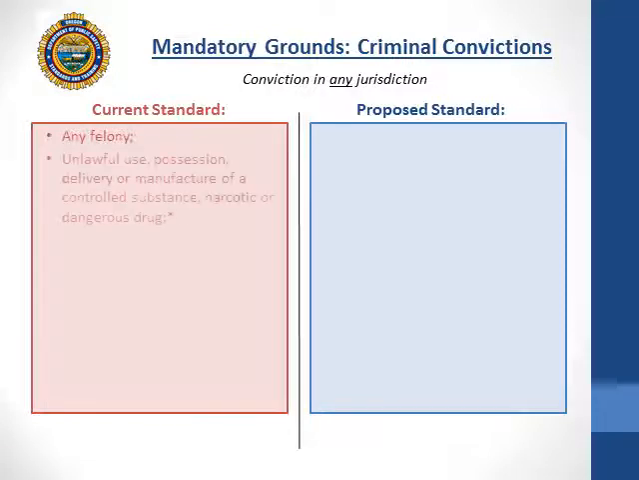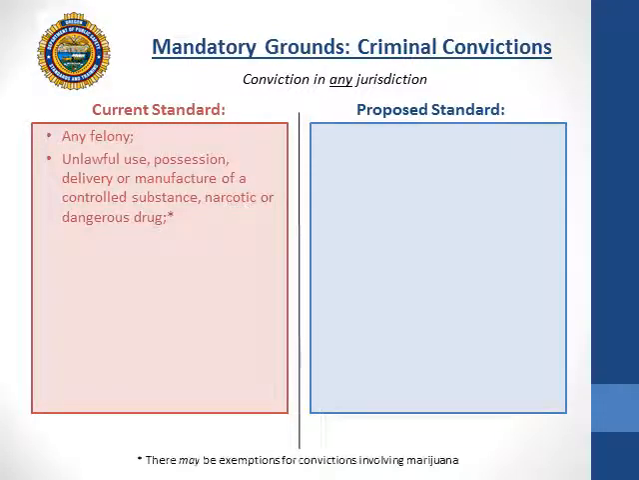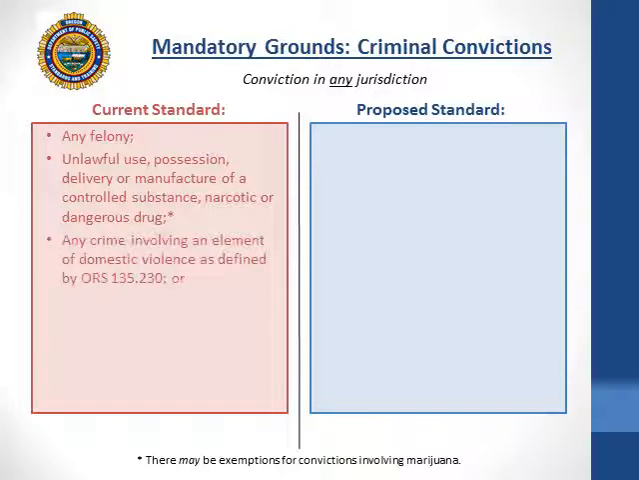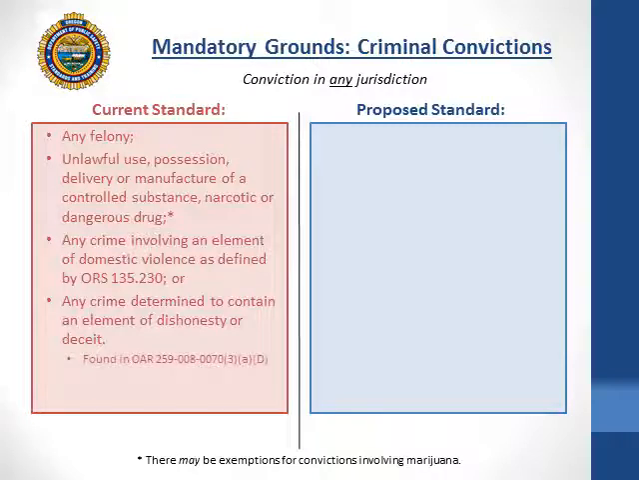any offense involving the unlawful use, possession, delivery, or manufacture of a controlled substance, narcotic, or dangerous drug, any crime involving an element of domestic violence, or the conviction of a crime determined to involve an element of dishonesty or deceit. For a list of those crimes, please reference the current administrative rule, OAR 259-008-0070, subsection 3A-D.